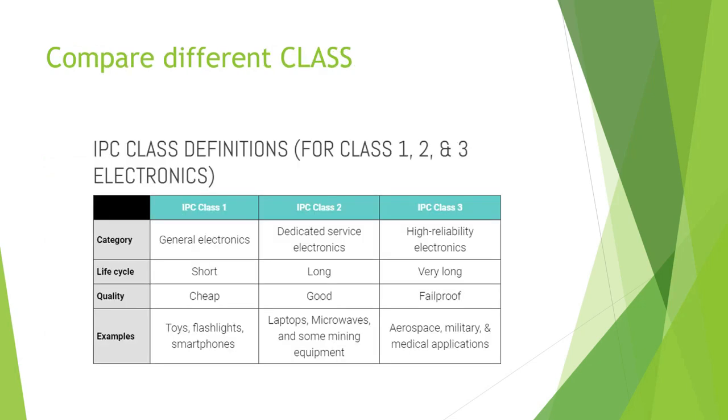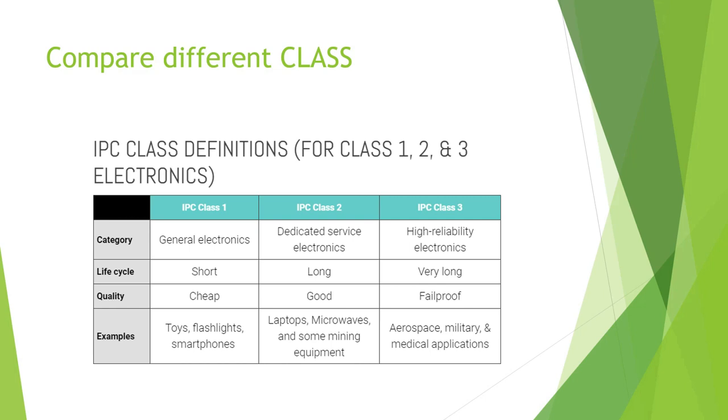Now let's compare the different classes. As we see, class 1, class 2, class 3 are shown here. The life cycle of class 1 is very short, IPC class 2 is long, and IPC class 3 is very long. The quality is cheap, good, and fail proof. We can see the highest quality product is class 3.